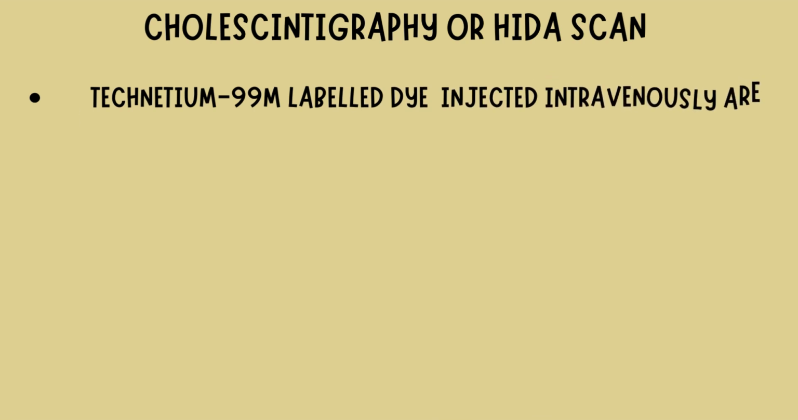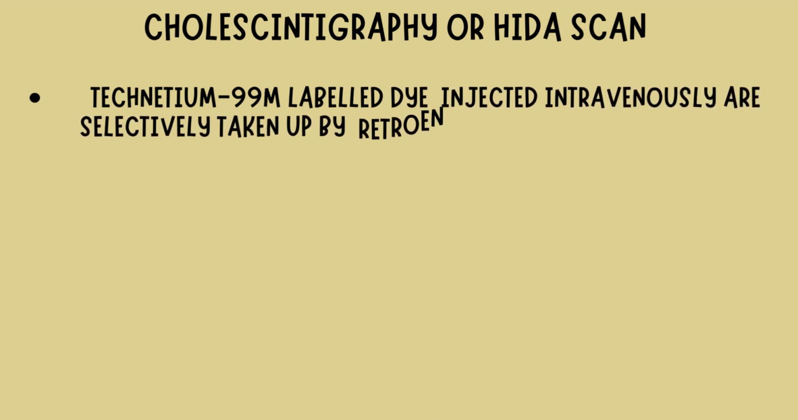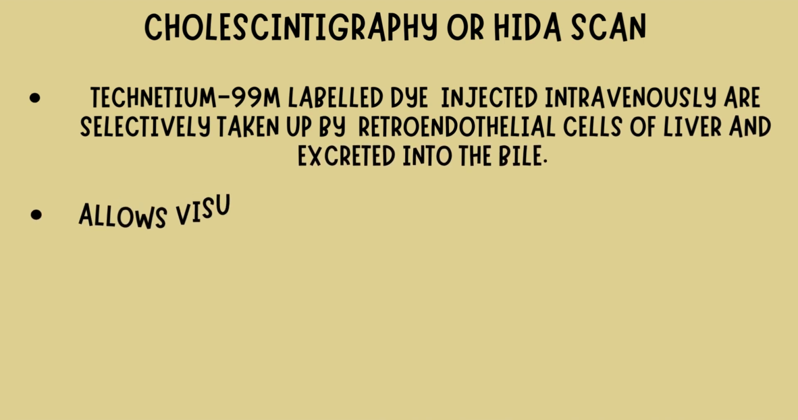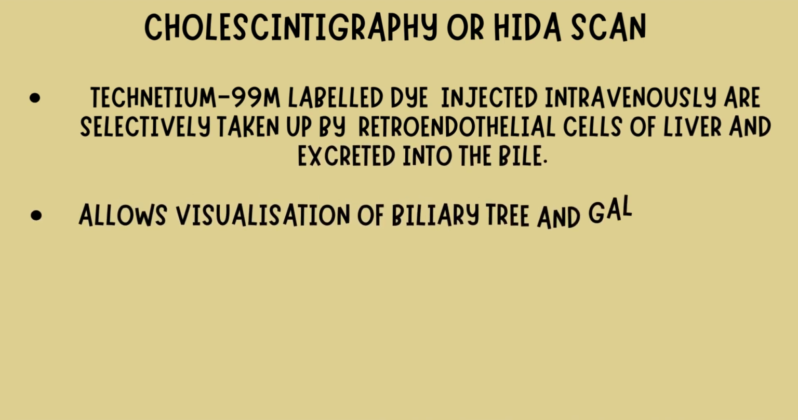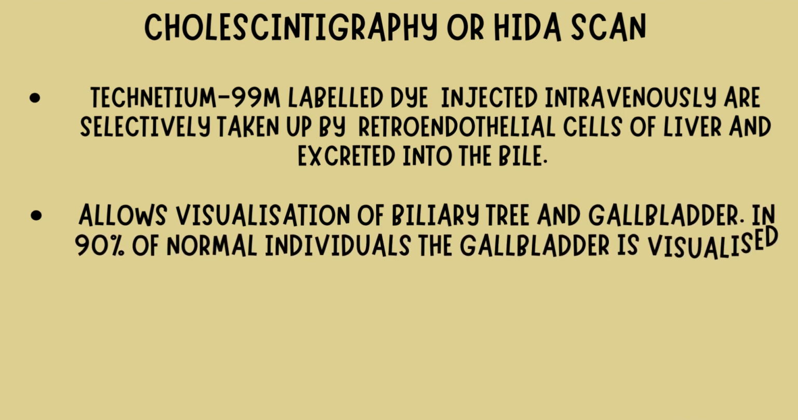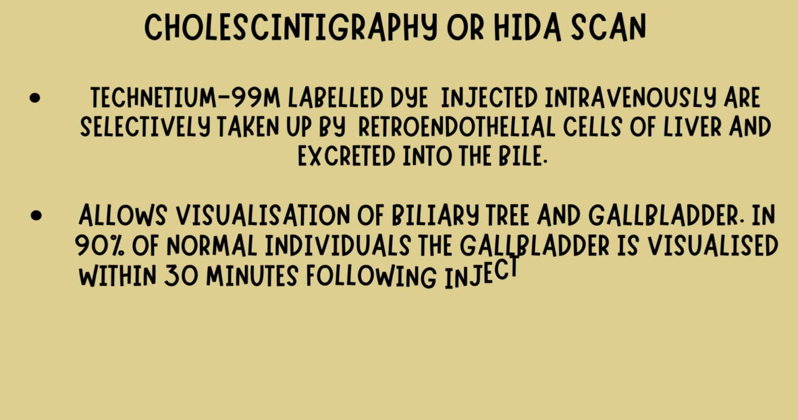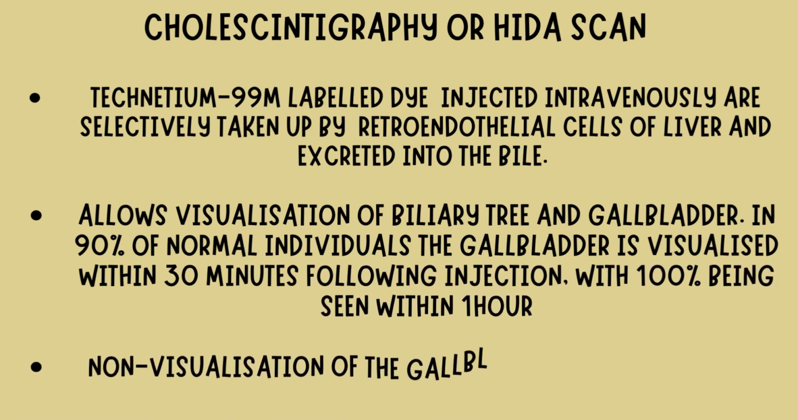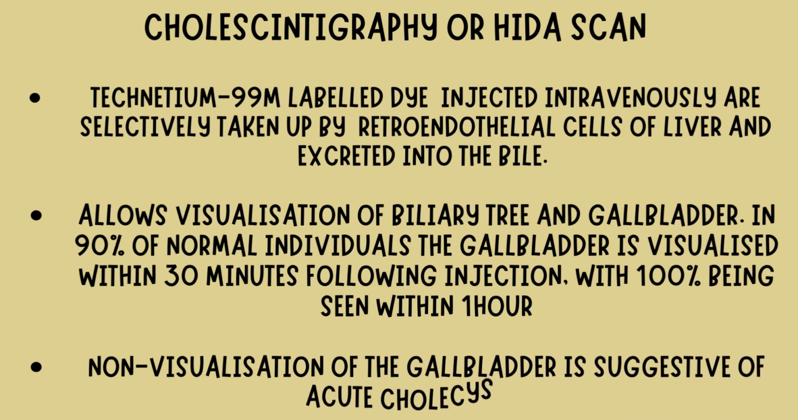In this scan, technetium-labeled dye is injected and it's taken up by the reticuloendothelial cells of the liver and excreted into the bile. It allows visualization of the biliary tree and the gallbladder. In 90% of normal individuals, the gallbladder is visualized within 30 minutes following the injection, with 100% being seen within 1 hour. But if the gallbladder cannot be visualized, it is suggestive of acute cholecystitis.